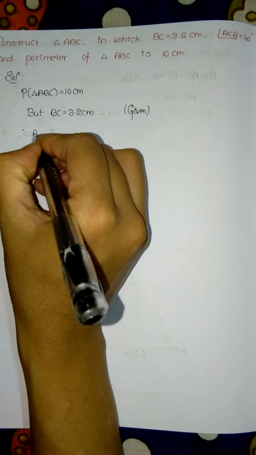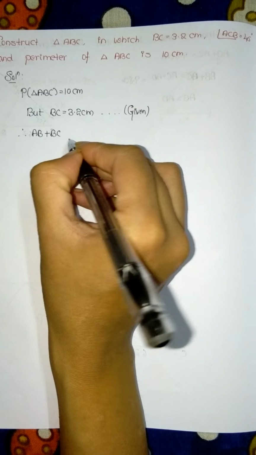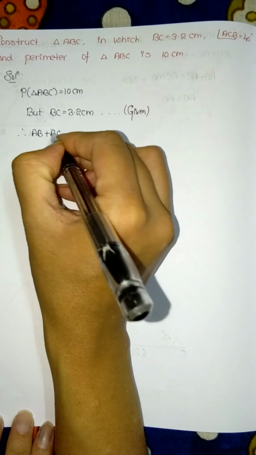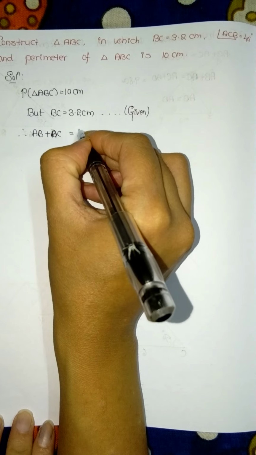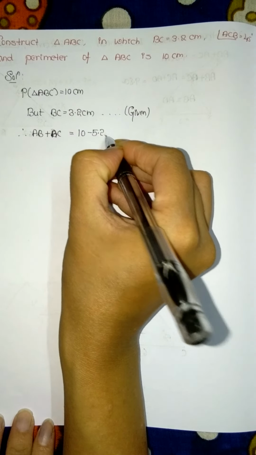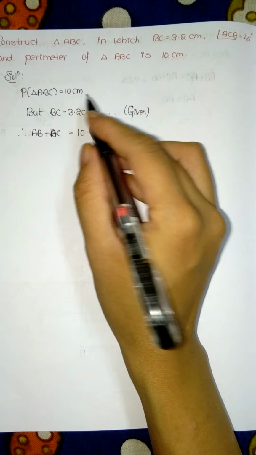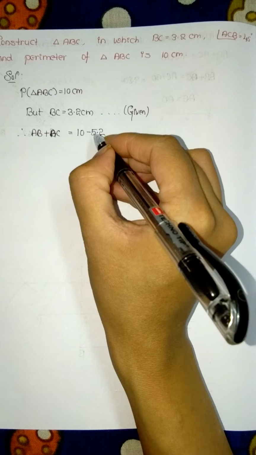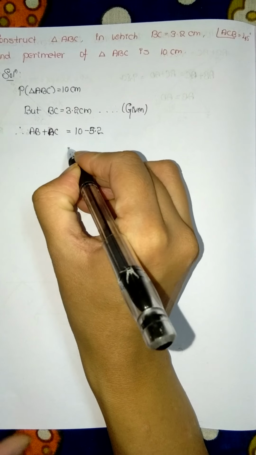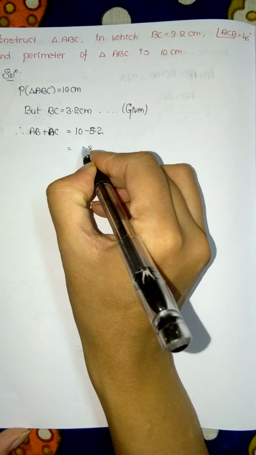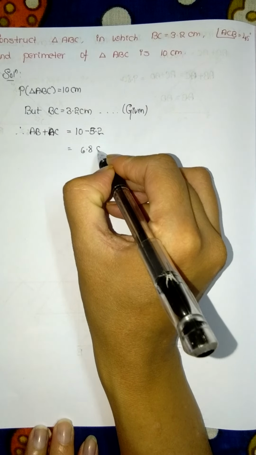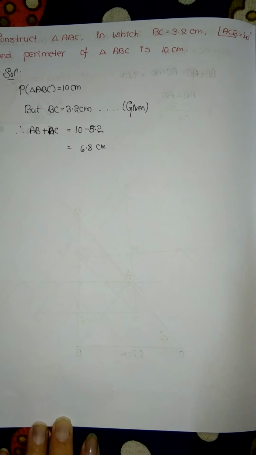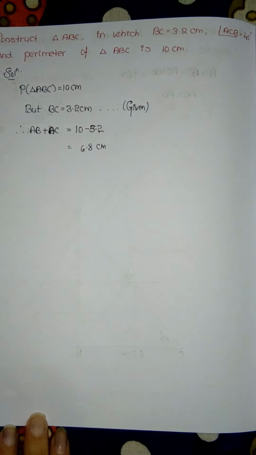Now therefore AB plus AC, the remaining sides, equal to 10 minus 3.2. This side is not given, so the entire perimeter is the sum of all three sides, and from it we have to cut 3.2. So here 10 minus 3.2 gives 6.8 centimeter. So here base is 3.2 and the sum is 6.8 centimeter.